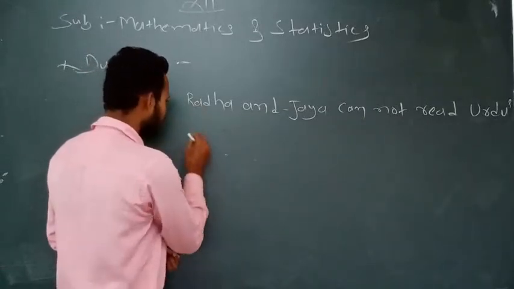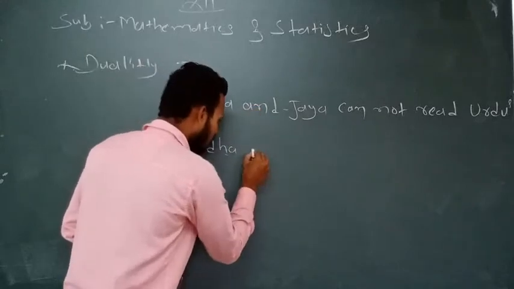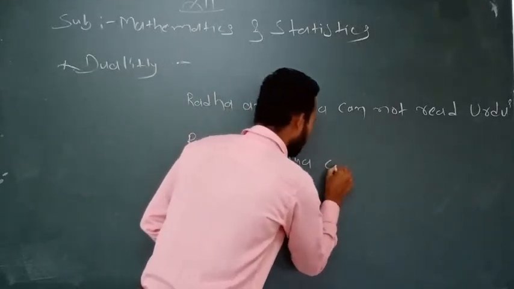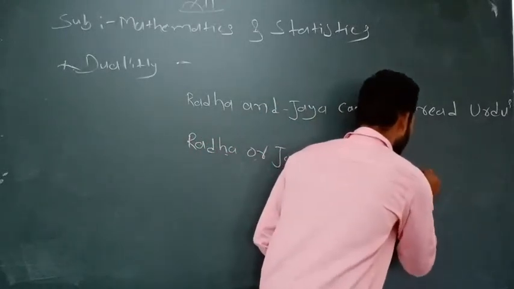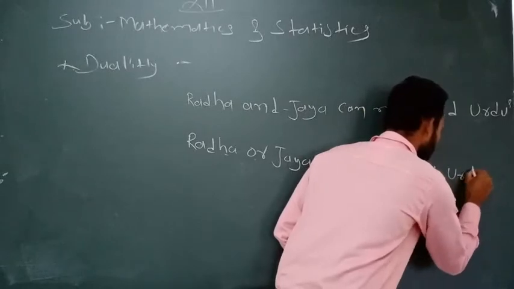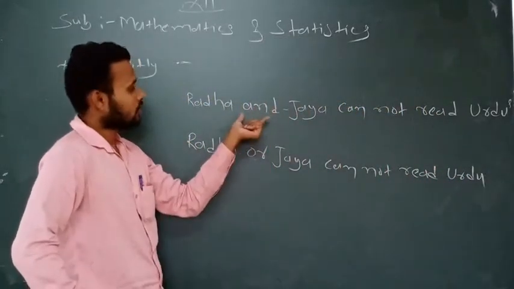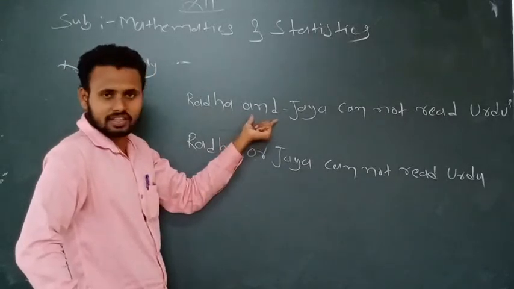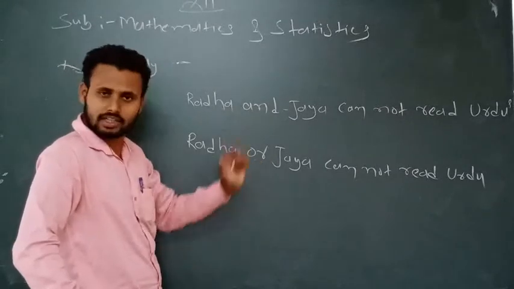The dual of that given statement is: Radha and Jaya, or this Jaya cannot read Urdu, which is the required dual of that given statement. Why? Because in place of conjunction you replace disjunction. And means conjunction, and or means disjunction, which is the required dual of that given statement.